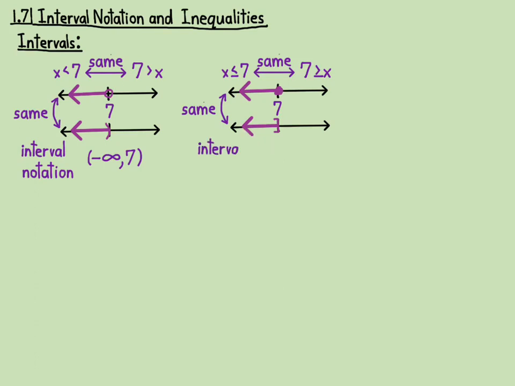So if we write out interval notation for that, we get negative infinity, comma 7. We're still reading left to right on the number line. But now, since negative infinity is not a real number, it can't be a solution, so it's in parentheses, as before. But now 7 is a solution, because 7 equals 7 satisfies this inequality. So it's a square bracket there.